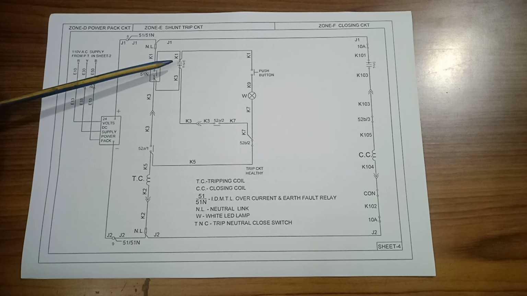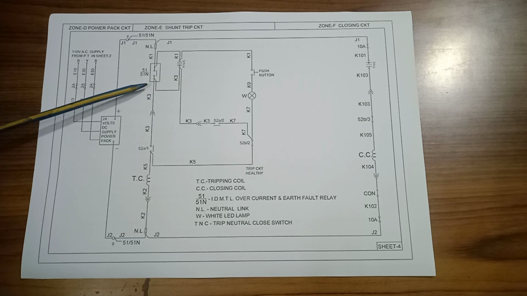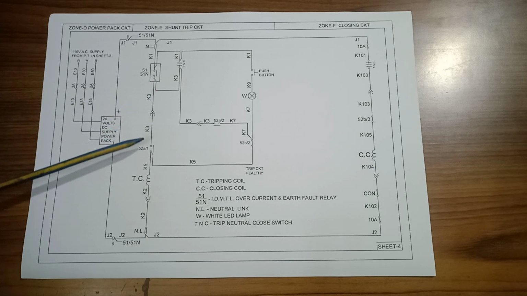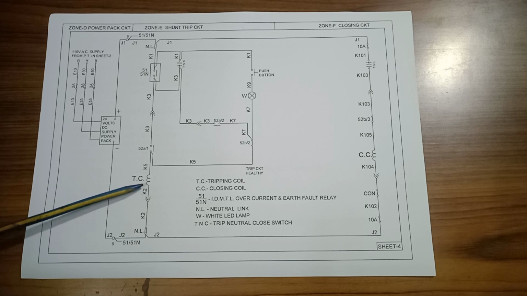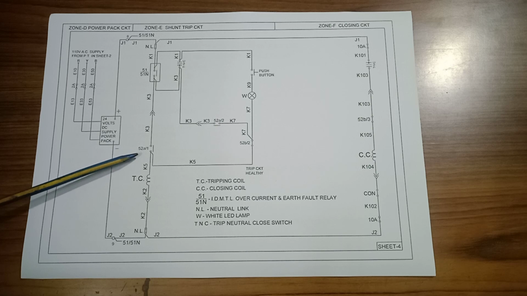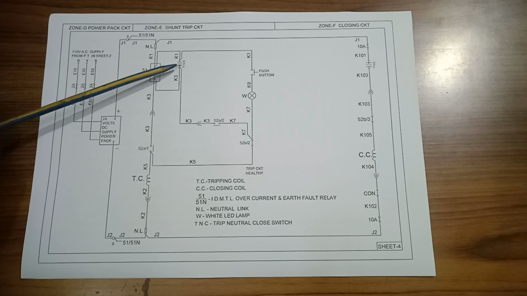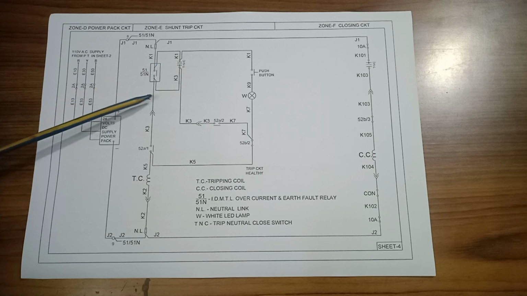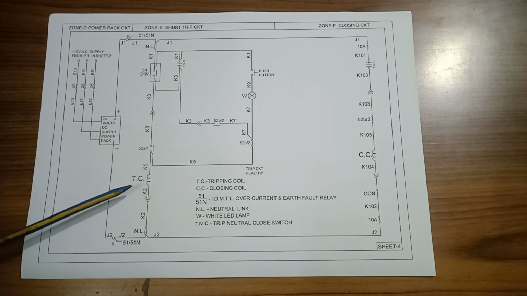Here is the TNC switch. TNC switch means manually tripping the circuit breaker. Here is a way of tripping the circuit breaker through TC. Here again 52A by 1 is closed when the circuit breaker is on. Then the power comes through the TNC switch and the circuit breaker is tripped.